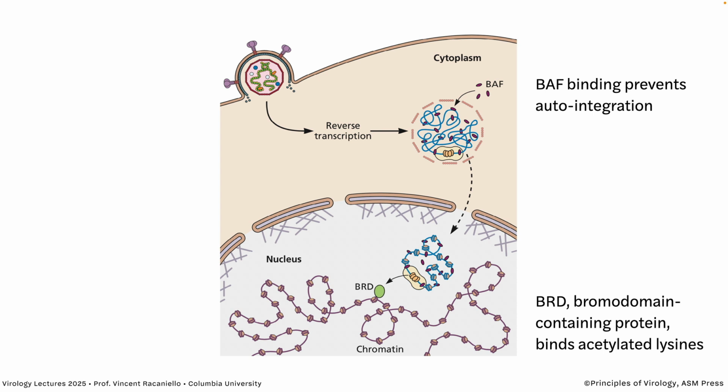It gets in the nucleus. Then there seems to be some affinity of the integrase for these BRD proteins, bromodomain containing proteins, which bind acetylated lysines in histones. Remember, histones can be acetylated to regulate their tightness of chromatin. They attract integrase. So acetylated regions may be preferentially the site of integration.